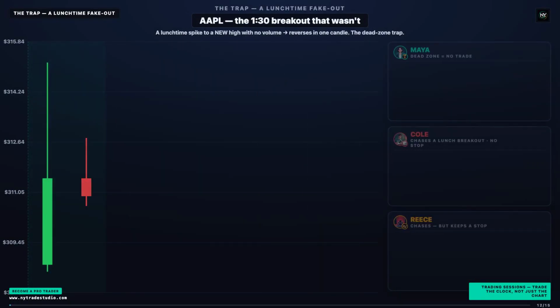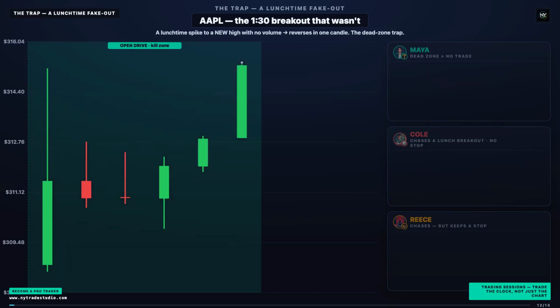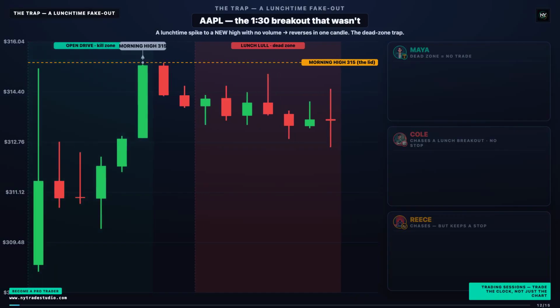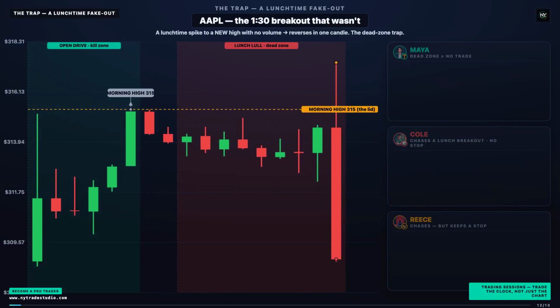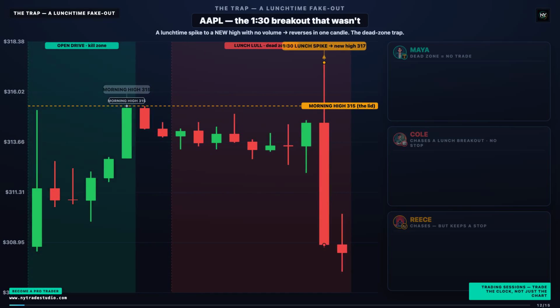Day 5, and the whole reason the lunch rule exists. This is Apple again, a month later, and it is the trap that wipes out the all-day trader. Apple sets a morning high near 315, then drifts sideways into the dead zone, and then, at 1:30 in the afternoon, deep in the gray lunch band, it suddenly spikes to a brand new high, 317, to a chaser that looks like a breakout, and Cole pounces.